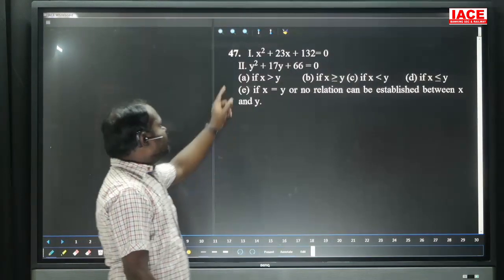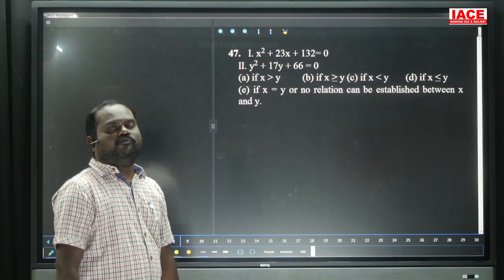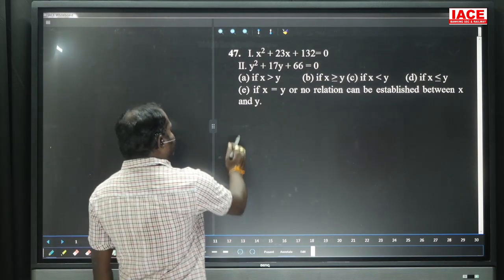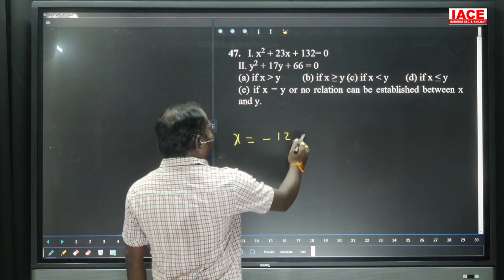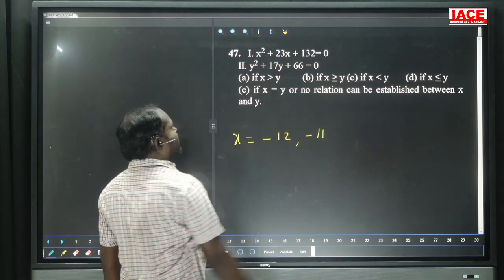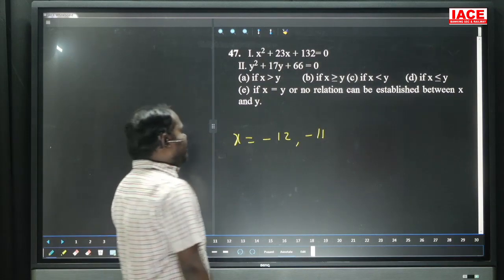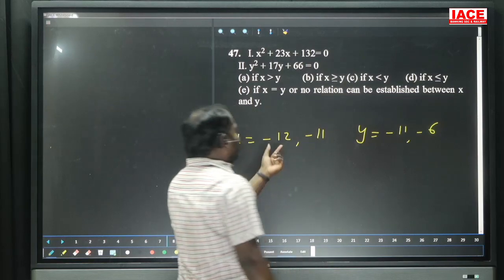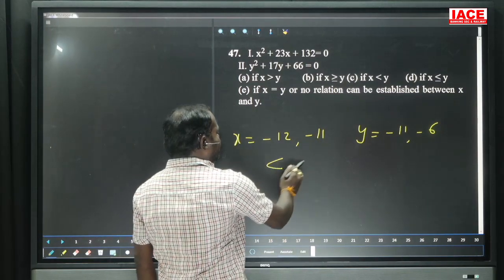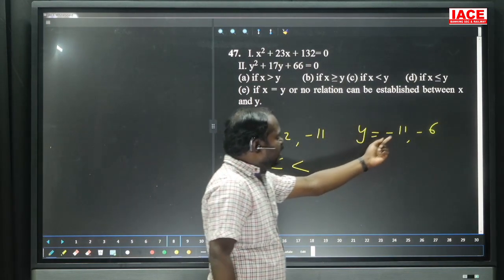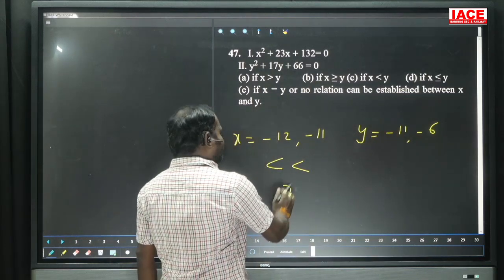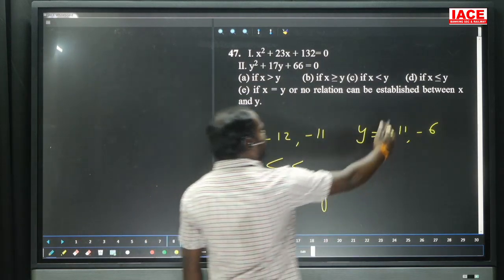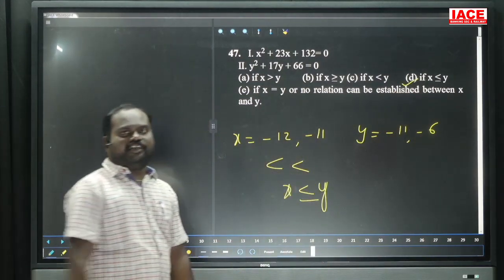Next: 47, x squared plus 23x plus 132 equals 0. 132 is 12 times 11, so the x values are minus 12 and minus 11. For y, the values are minus 11 and minus 12. Compared to both, minus 12 is lesser, and minus 11 is equal as well as lesser. So same as earlier, x is less than or equal to y. That is option D.